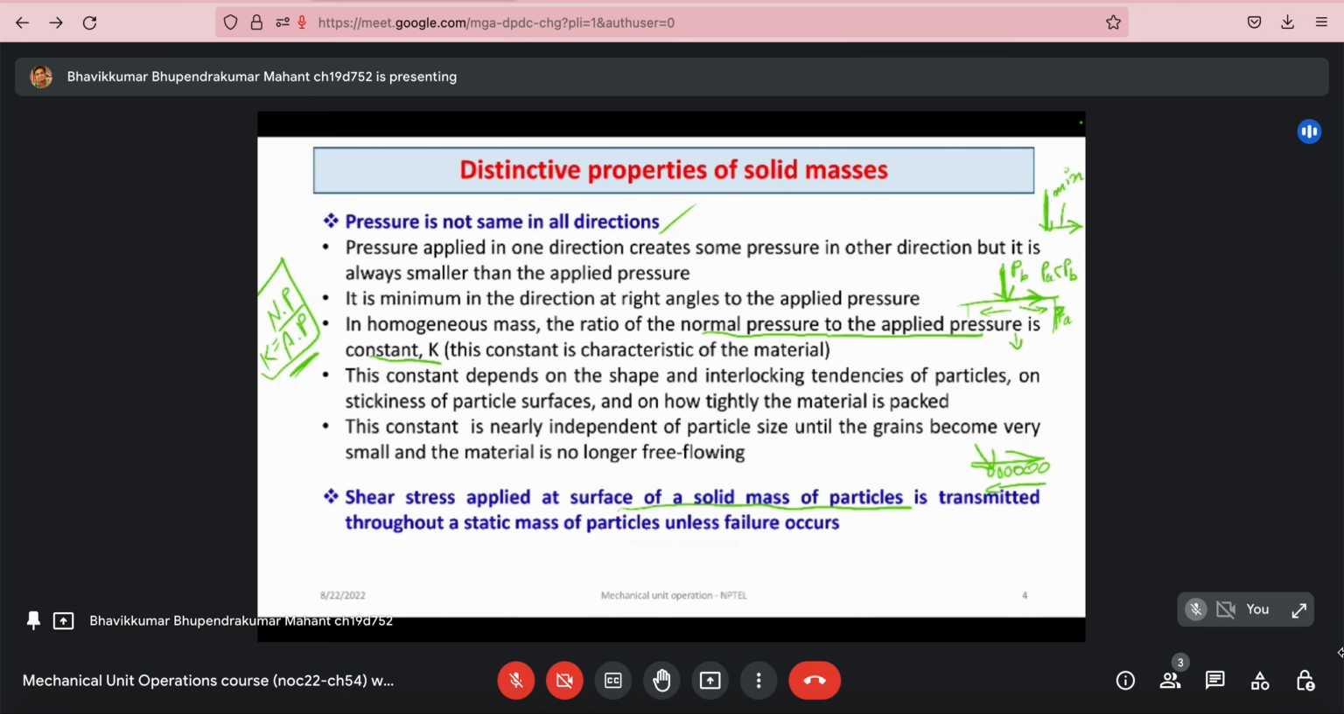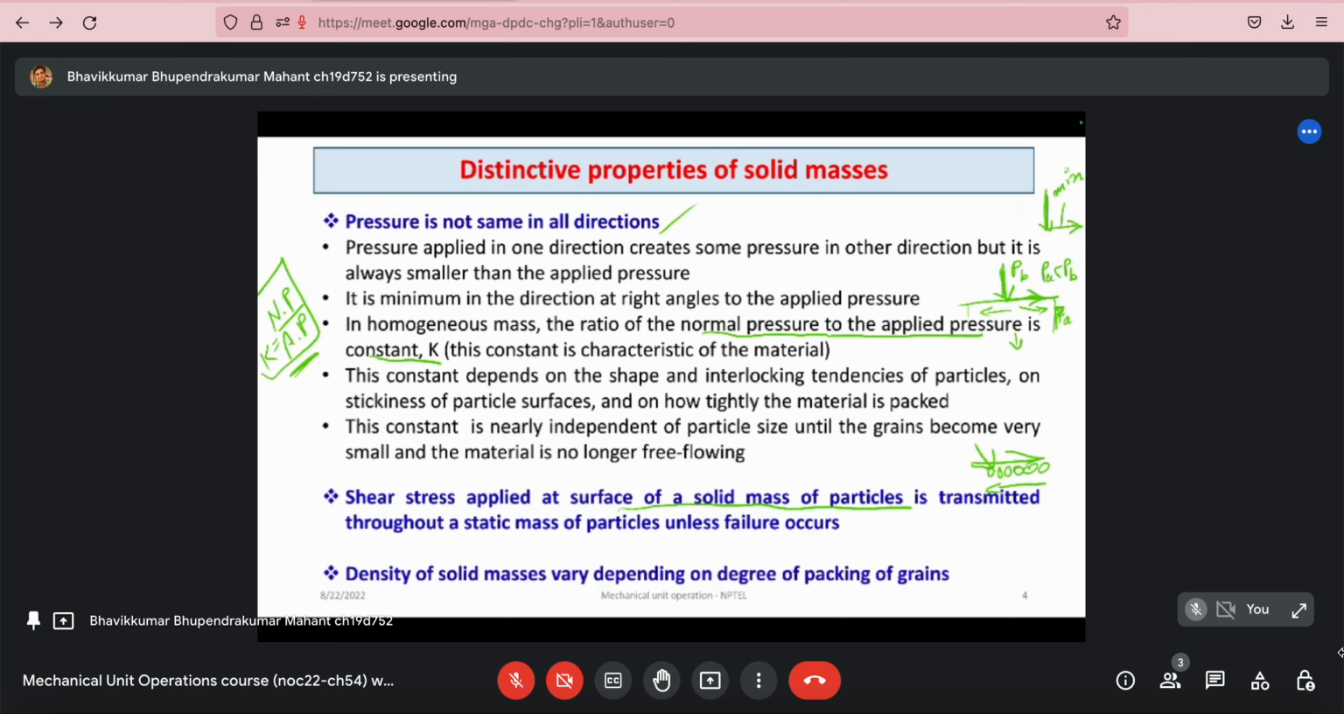So from that you can consider that if the value of K is high, then your applied pressure is too low. If you applied low pressure, then the normal pressure will also be high. So there are many interpretations you can take from that.